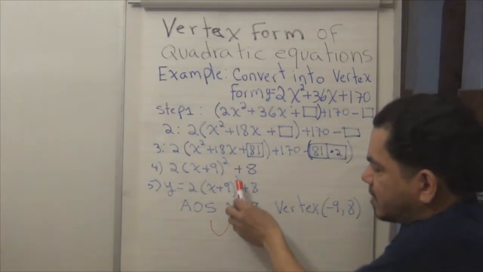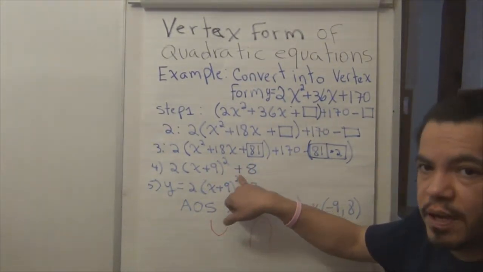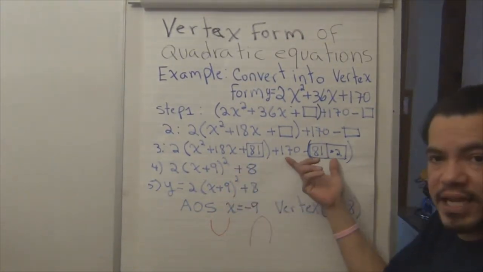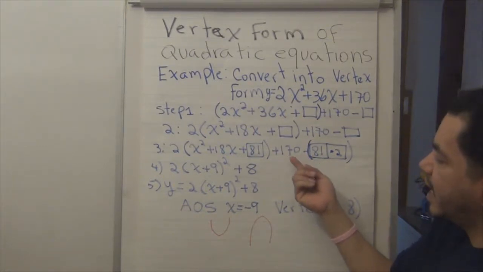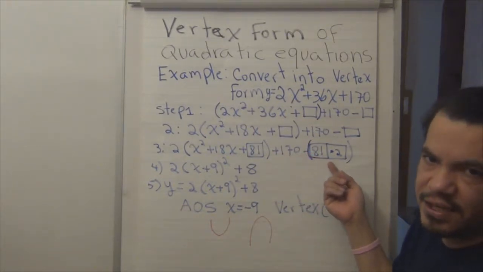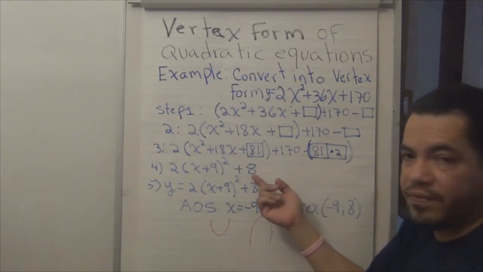And then plus, this could be a minus, this could be a plus. It depends on what we get here. So here I got 170 minus 162. That's 8. So that's it.